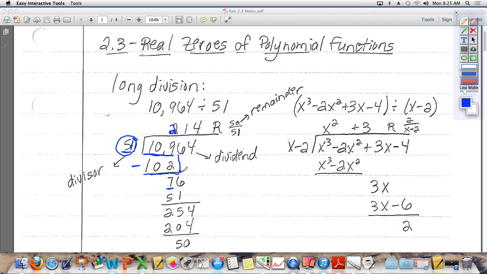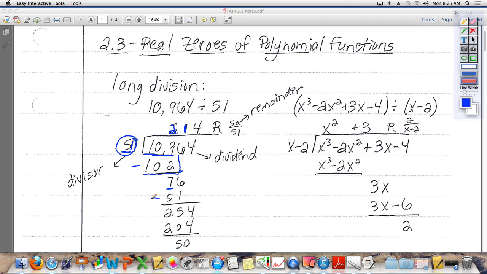So we bring the 6 down, so now we're taking 51 and dividing it into 76. Does 51 divide into 76? Yes. How many times? 1. So we have a 1 up on top. 1 times 51 is 51. Again, you subtract the 76 and the 51. 6 minus 1 is 5. 7 minus 5 is 2.